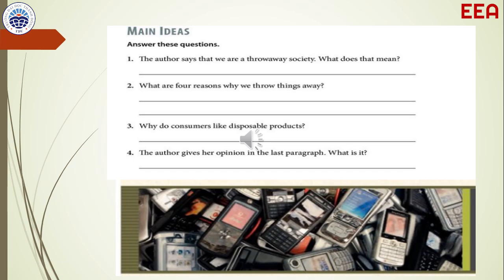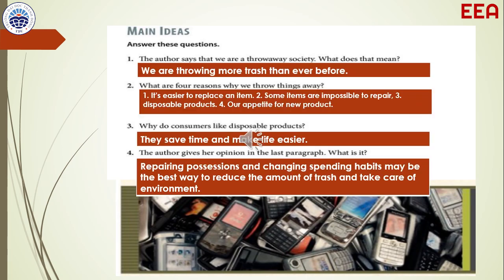The author says that we are a throwaway society. What does this mean? What are 4 reasons why we throw things away? Why do consumers like disposable products? And the author gives her opinion in the last paragraph. What is it? Now read the text again and answer the question. This is the suggested answer for you.